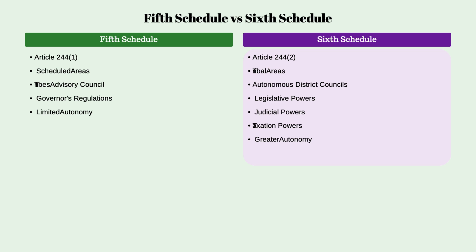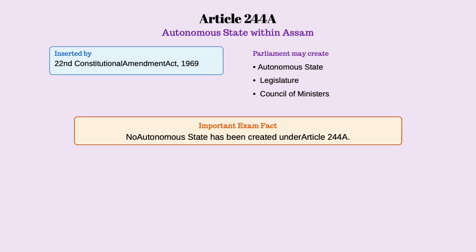Okay, the autonomous district councils receive grants from the central and state governments. So these are the powers that they have. Now coming to Article 244A. Nothing much to study here, because it gives the right to create an autonomous state, not a district council. An autonomous state like FNT. FNT is considered an autonomous state, not an autonomous district council. Okay, so an autonomous state is a state within a state that has a certain level of autonomy.